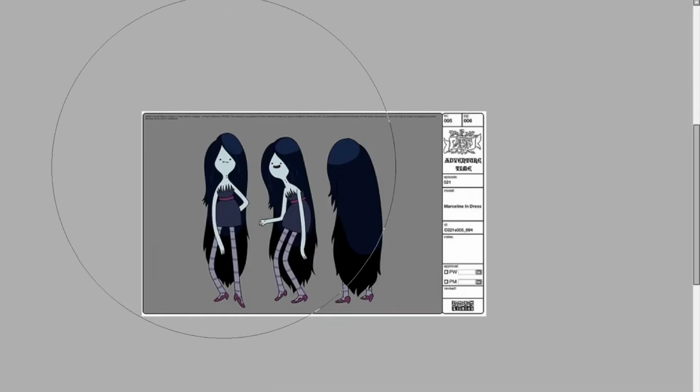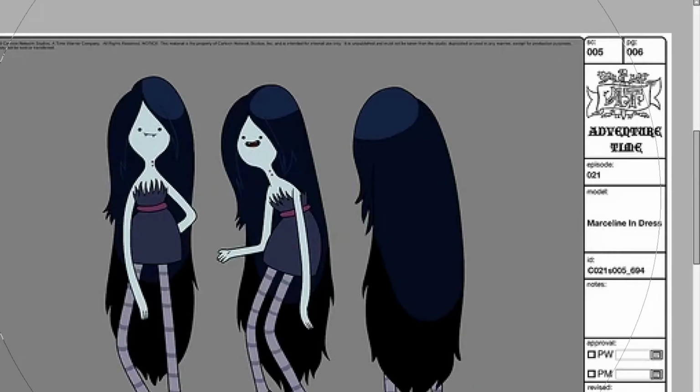So obviously here you have a reference. It's not the best quality. You'll probably find a higher quality version of it online somewhere. It's probably posted by someone.